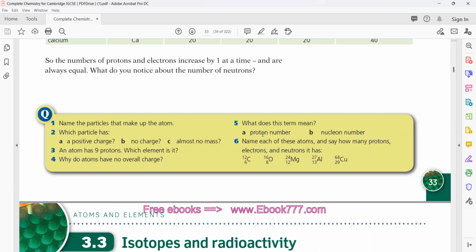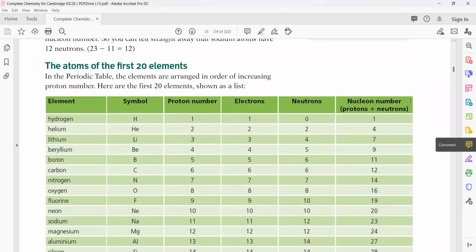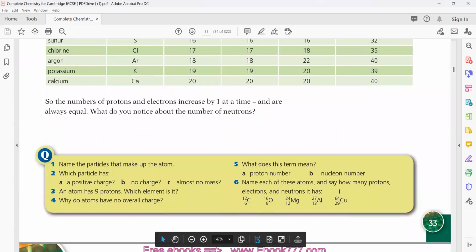Nucleon number is like electron. No. Here you're going to make a mistake again. Look, that is the nucleon number. What is nucleon number? Yes, proton plus neutron. This is called nucleon number. Okay. So here you can find in each how many protons, electrons, and neutrons are there.